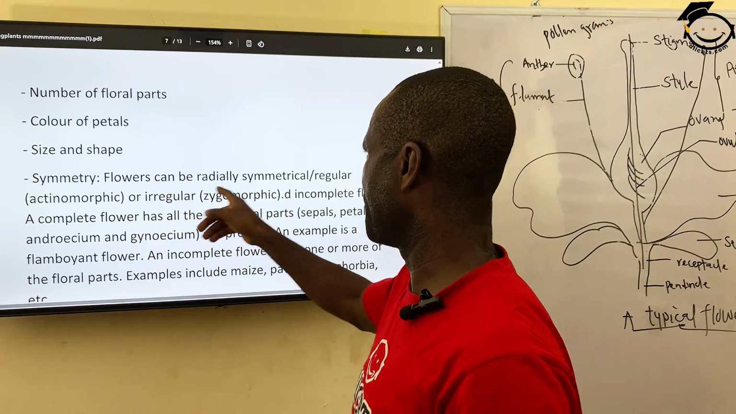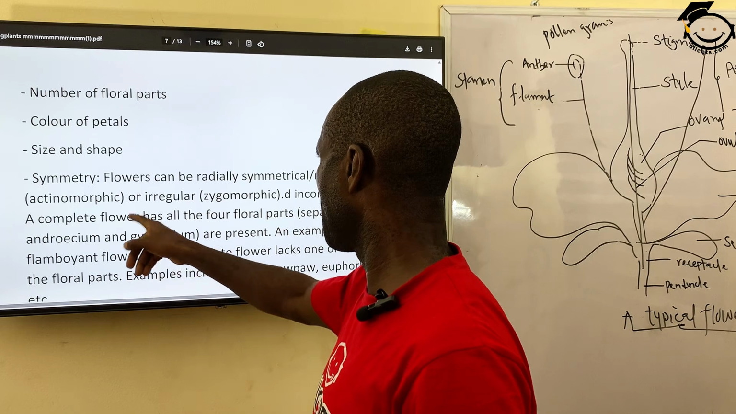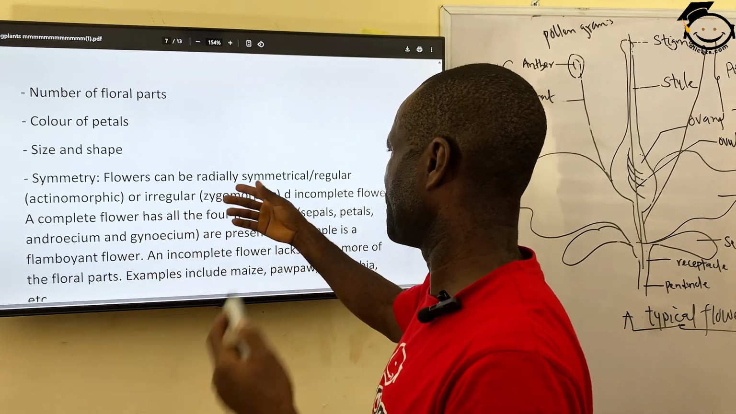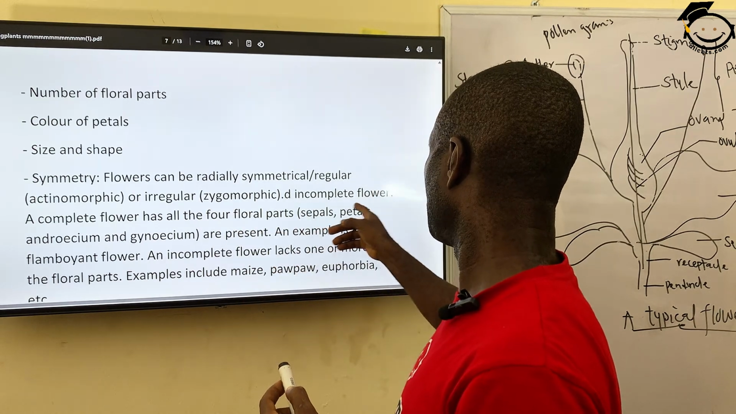So we say a flower can be radially symmetrical, or regular, actinomorphic, or irregular. It can be irregular or regular. That is zygomorphic.